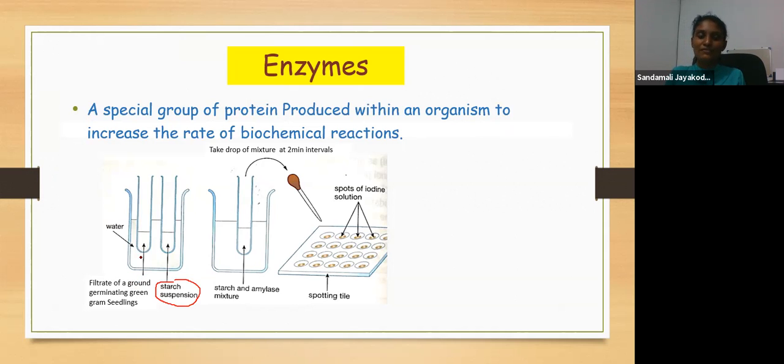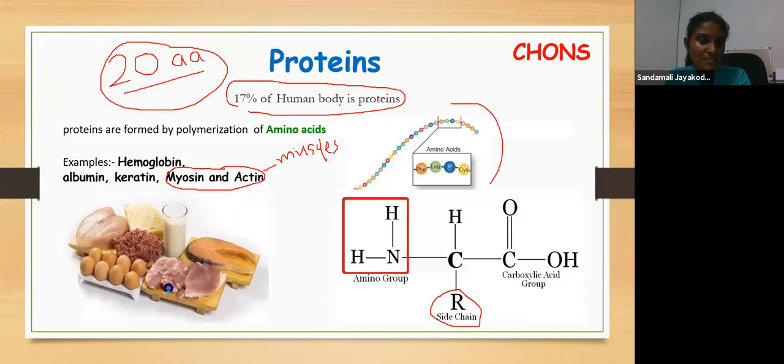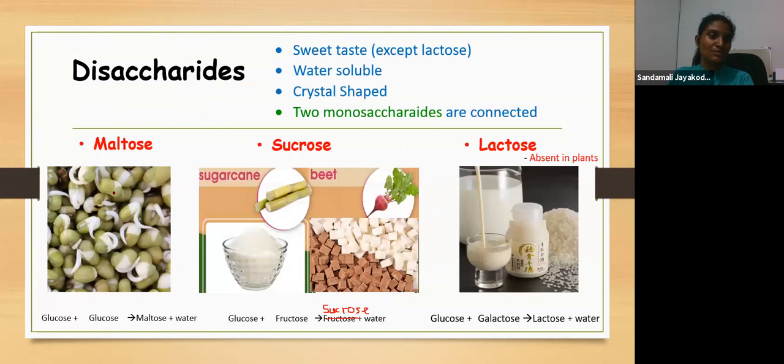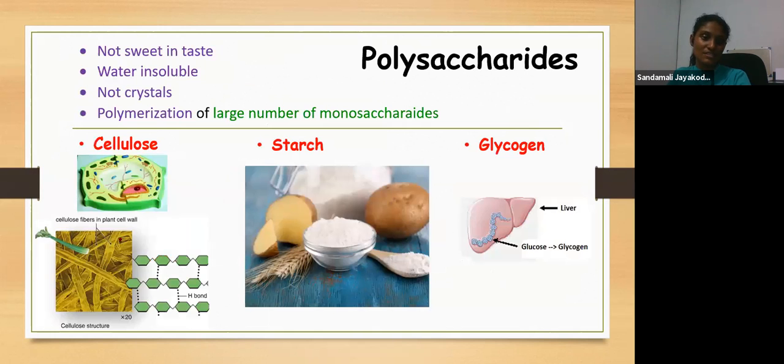And then we have to take something else, that is the filtrate of ground germinating green gram seedlings. Green gram means mung beans, and they should be brown. Here you can see germinating green gram. You have to take these and keep them to soak overnight, and then you can squeeze and grind it and prepare a suspension.